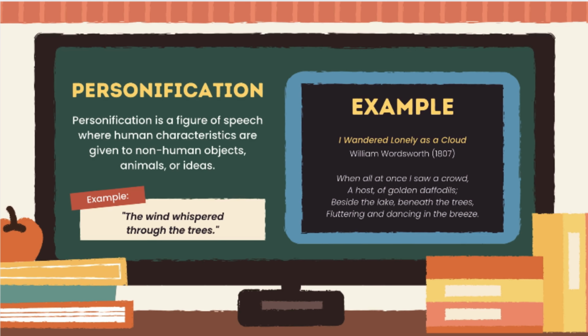Here is an example from I Wandered Lonely as a Cloud by William Wordsworth, written in 1807. When all at once I saw a crowd, a host, of golden daffodils, beside the lake beneath the trees, fluttering and dancing in the breeze.